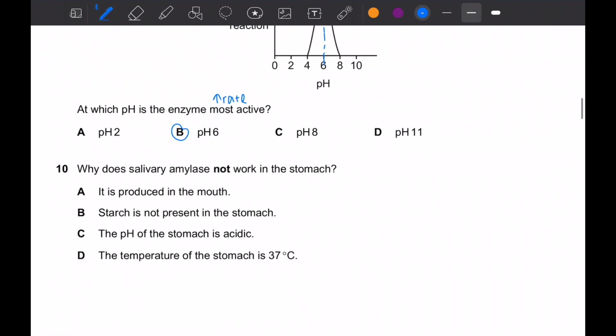Next question. Why does salivary amylase not work in the stomach? For this question, they bold "not work". So the answer would be C. The pH of the stomach is acidic. The optimum pH of amylase is around pH 7. So this would cause the enzyme to be denatured and hence it would not work. B is not the answer because the question specified not work. And starch not being present in the stomach is not the reason why it does not work. So C is the answer.